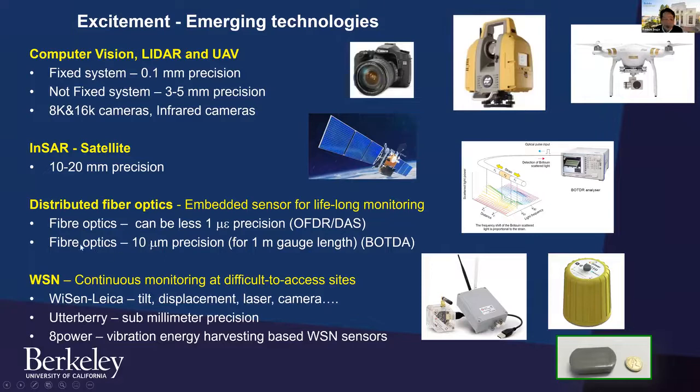One thing I want to focus on today is distributed fiber optic sensing, and it's really a sensor made of fiber optics, which can be embedded for lifelong monitoring, which I'll discuss later on. But again, the precision is about 1 microstrain or something like that. That is like, if you have a 1 meter gauge length, it's 1 micro movement. So that's really small movement. And finally, wireless sensor network is the area that sees a lot of things happening already in the market. It allows continuous monitoring at difficult to access sites. And these are the sorts of products that came out from our research organization.